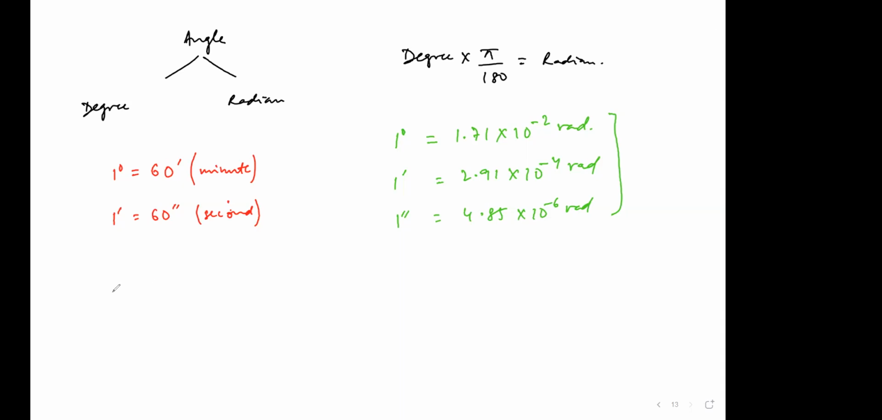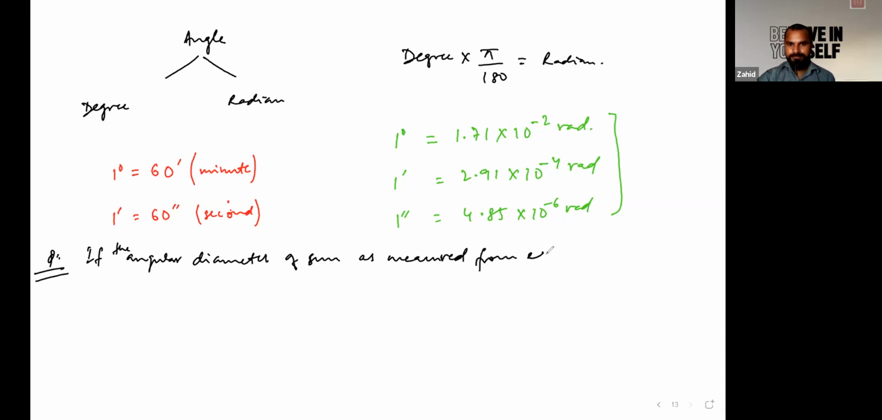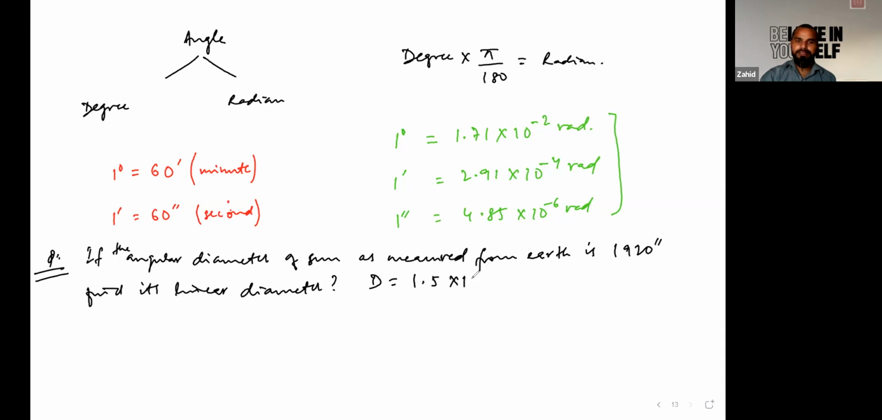Okay. I'm giving you an example related to the previous section, that is the parallax method. Suppose the angular diameter of the Sun as measured from Earth is 1920 seconds. Find its linear diameter. And we know the distance between Earth and Sun, that is capital D, is 1.5 into 10 to the power 11 meter.